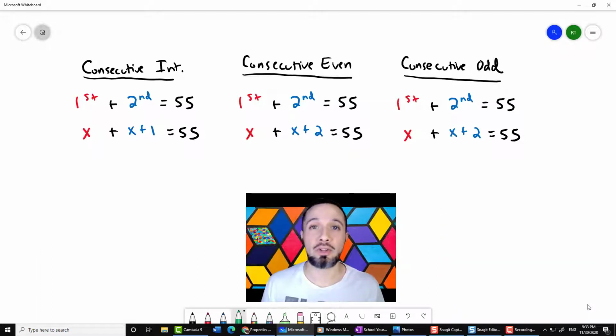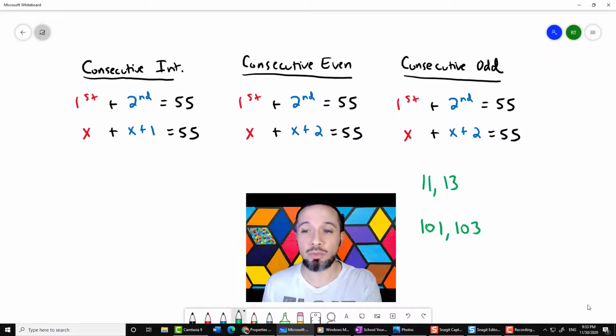And then in the last scenario, consecutive odd integers, you have to pick an odd number to start with. So let's say I pick the number 11. What's the next odd number after 11? 13. Or if I were to pick a number like 101, what's the next odd number after that? 103. And if you notice, the pattern in this one is always going to follow the same pattern as consecutive evens, such that whatever you pick for your first odd number, the next odd number is always going to be 2 more than the previous number. And that's how I came up with the pattern of x for my first unknown number and x plus 2 for the second unknown number, because the second number is always going to be 2 more than the first number.